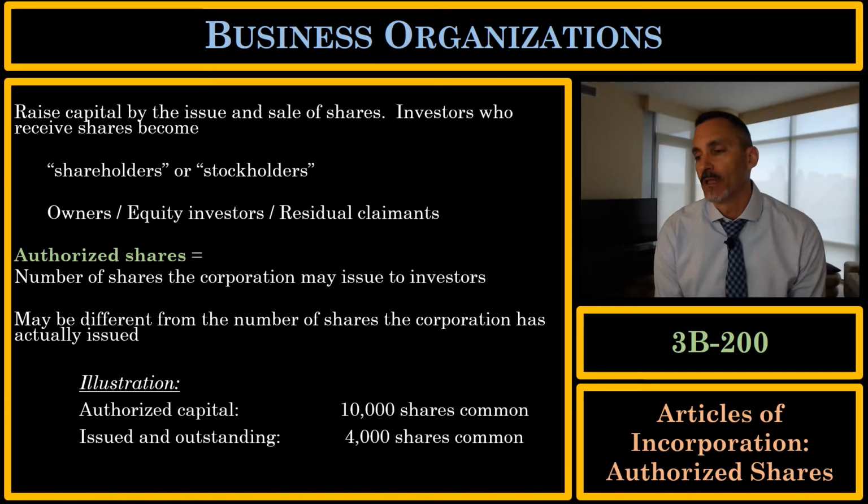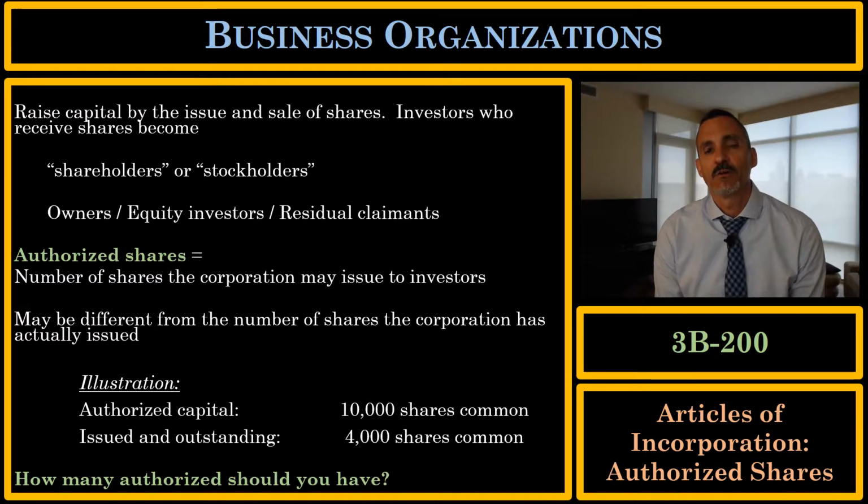So here's an example. Maybe our corporation has 10,000 shares of common stock authorized in its articles of incorporation. But in reality, it has only issued 4,000 shares. So we would say that the company has 10,000 shares of common stock authorized, and issued and outstanding, it has 4,000 shares of common issued and outstanding. That means it can still issue another 6,000 shares. If it issues the full 10,000 and it needs to issue more shares, it will have to amend its articles of incorporation.